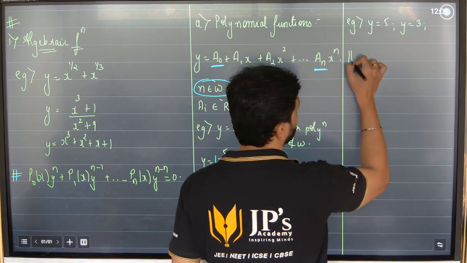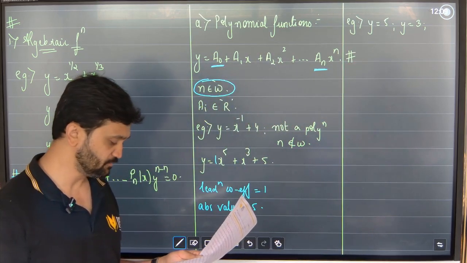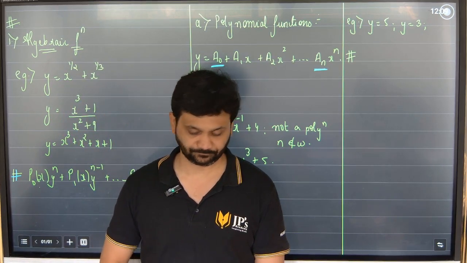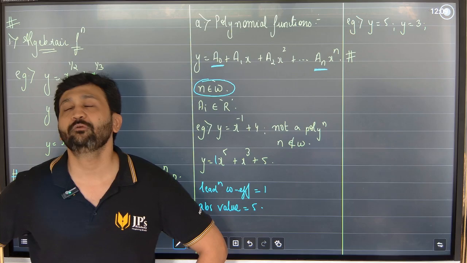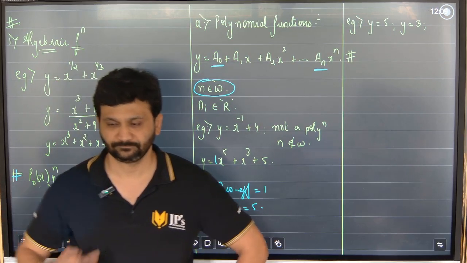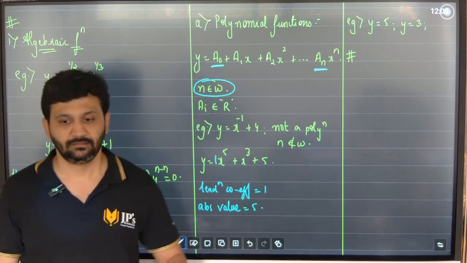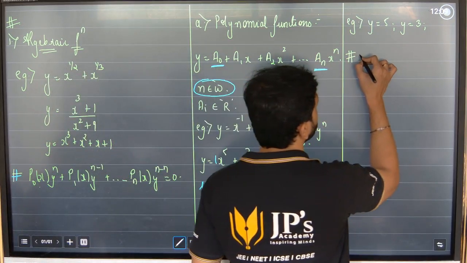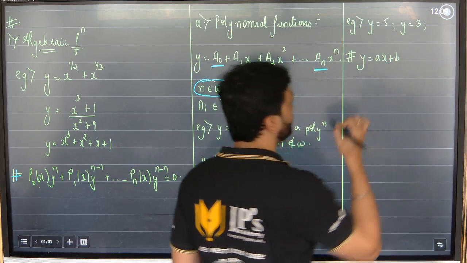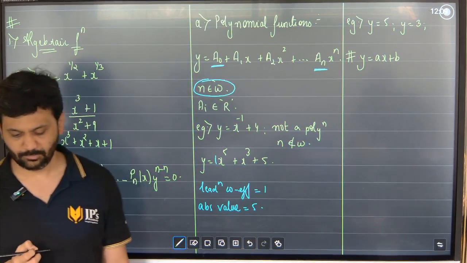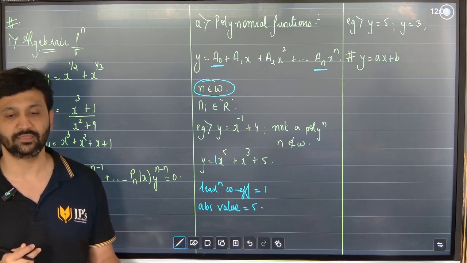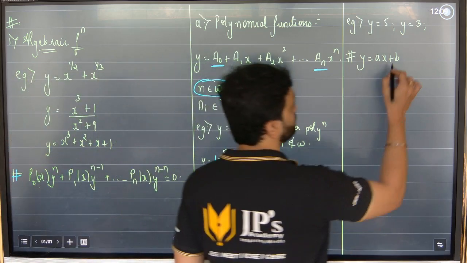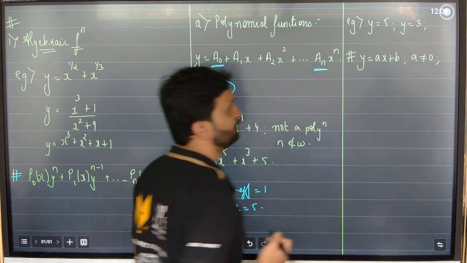Next point. A polynomial of degree 1 is called a linear polynomial, which can be taken as y is equal to ax plus b, where a is not equal to 0.